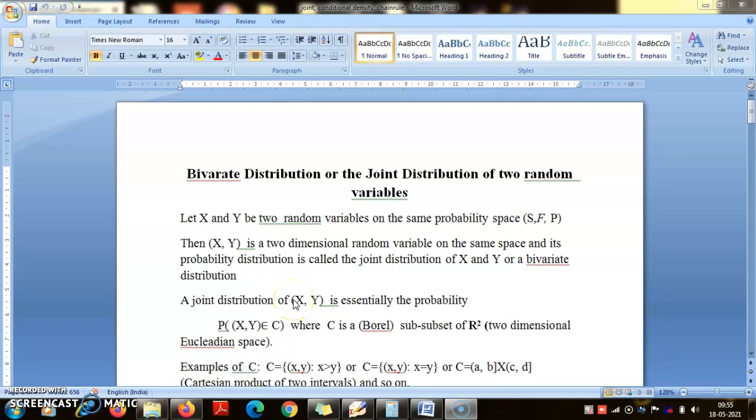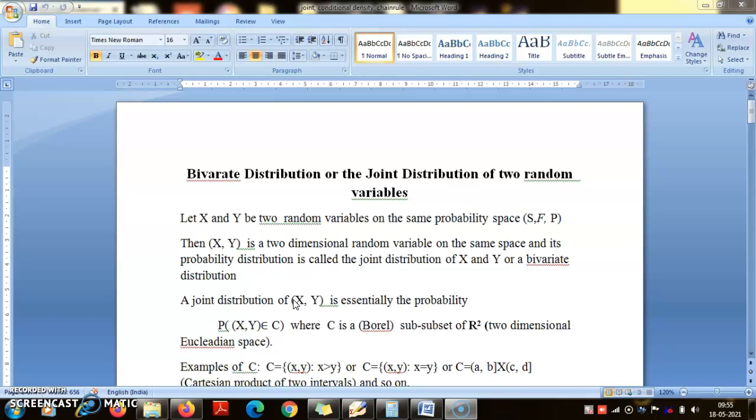Hello, today we are going to talk about bivariate distribution or joint distribution of two random variables. Suppose we have two random variables, height and weight. We have data on both simultaneously. For each individual, I am collecting data on height and weight together, so the data will look like pairs of real numbers. These are points on the xy plane, and this is called the joint distribution of two random variables x and y.